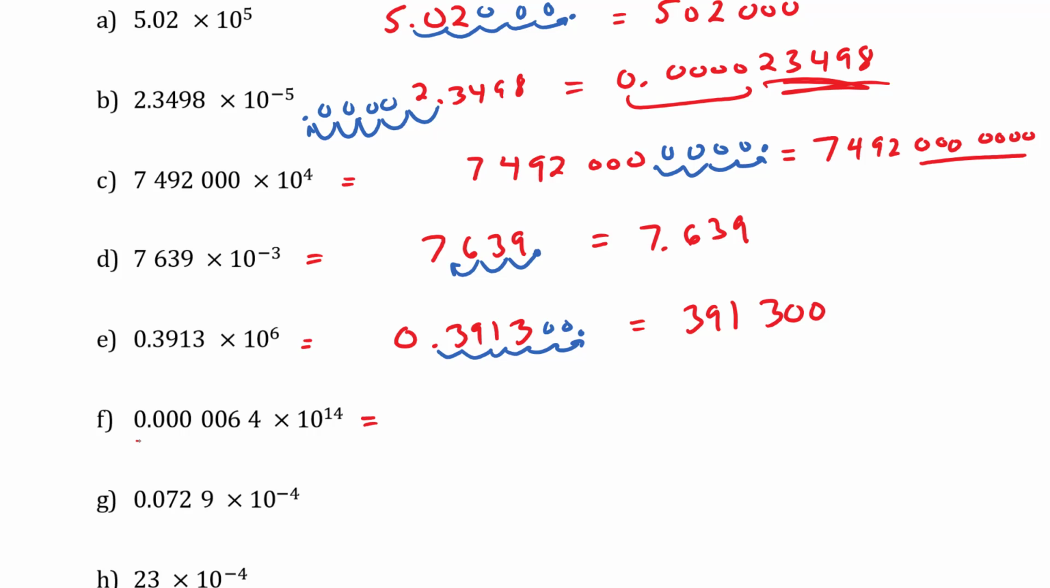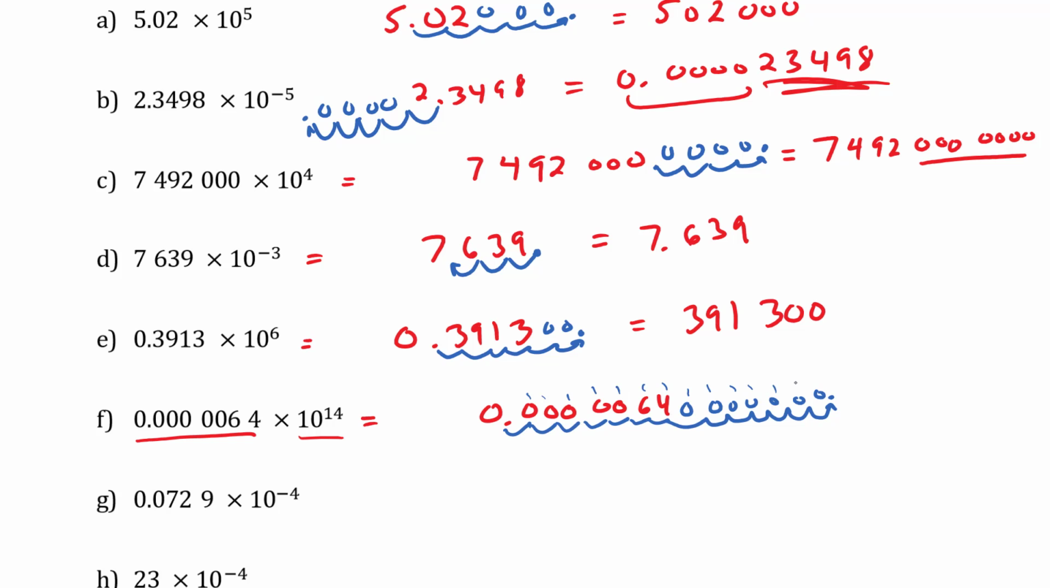This value here, very small number, very large number. 0.12345 zeros and then 64. I'm moving this decimal place over 14. 1, 2, 3, 4, 5, 6, 7, 8, 9, 10, 11, 12, 13, 14. Make sure you count those zeros. So this value here becomes 64 followed by 1, 2, 3, 4, 5, 6, 7 zeros. This value is 640 million.